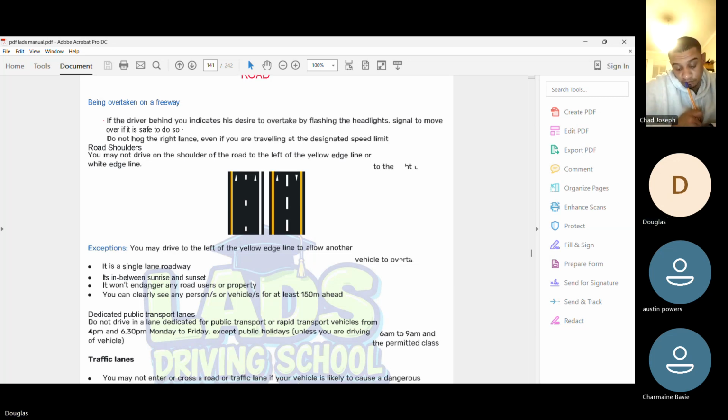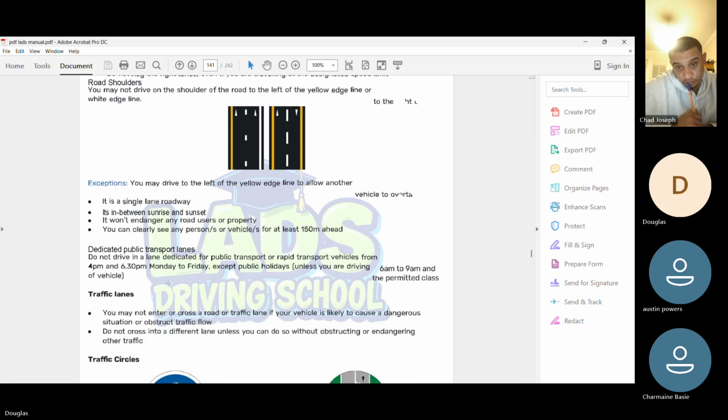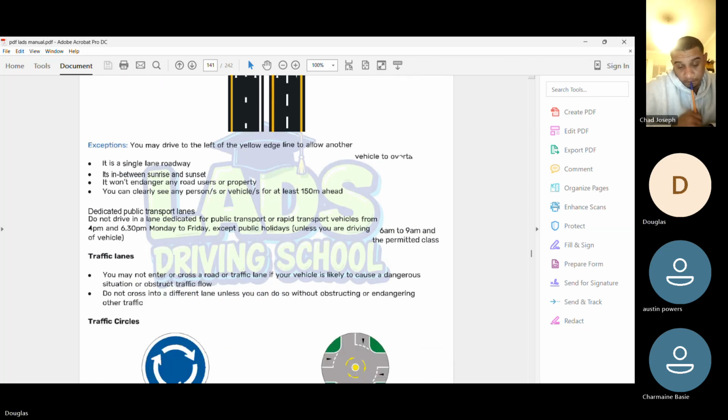Okay, continuing. Dedicated public transport lanes. So your dedicated public transport lanes, it's your bus lane, your taxi lane. So in our country, only certain towns have lanes that are specifically for buses, or there's lanes or demarcations that are specifically for taxis. So basically, these rules are telling you how to act or how to behave when you're in those lanes.